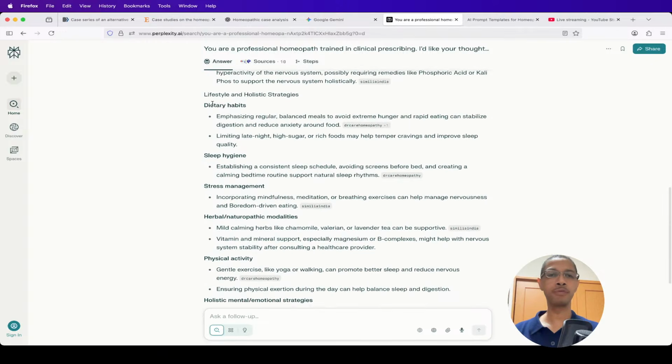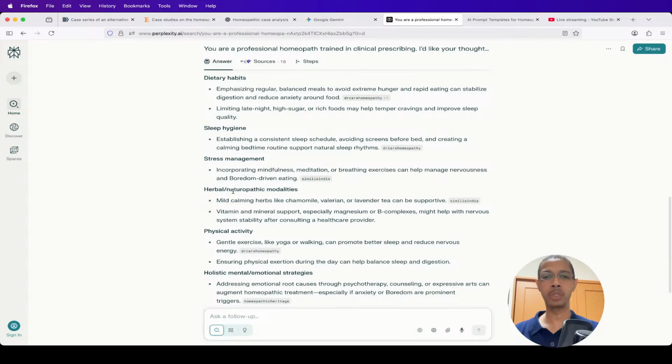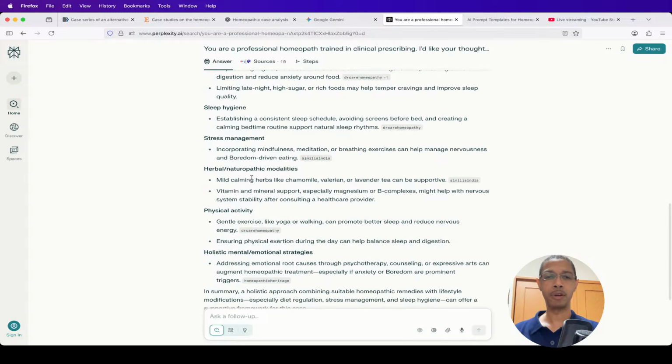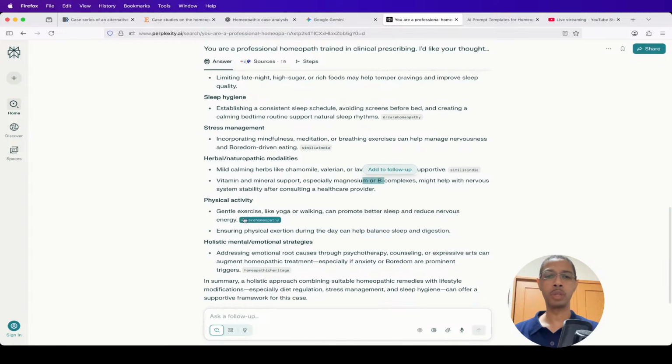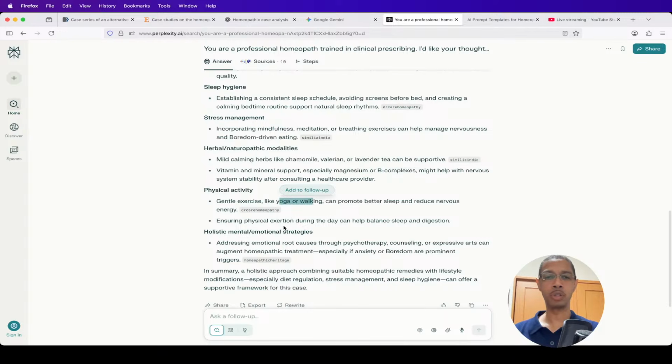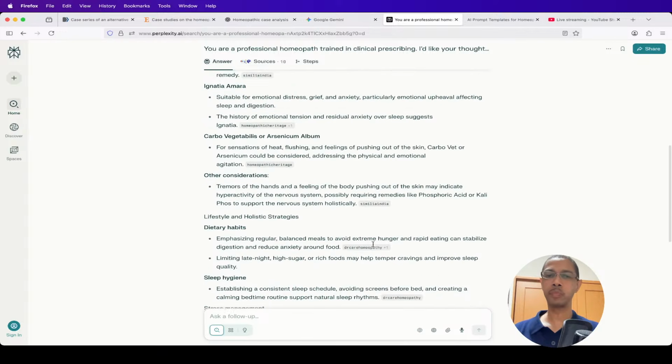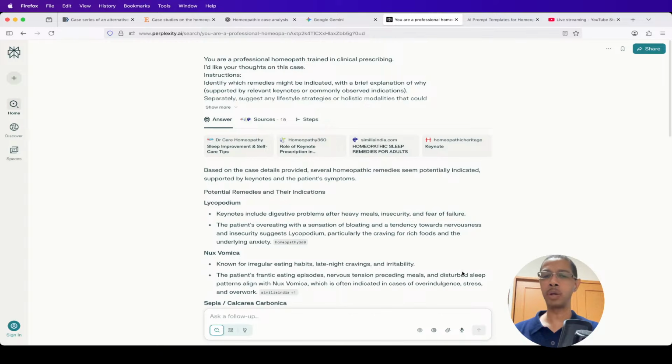It also gave these suggestive strategies, some dietary changes, some sleep hygiene, winding down before bed, stress management, some herbs like chamomile, valerian. These were suggested before as well. Some vitamin support, physical exercise like yoga or walking. So you got some other points here. But as you see, it's not consistent output, right?